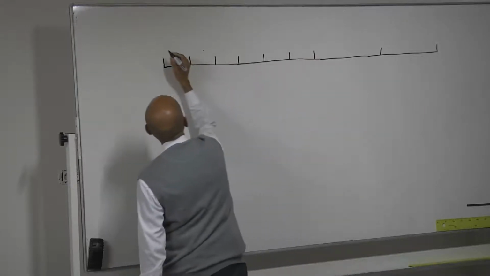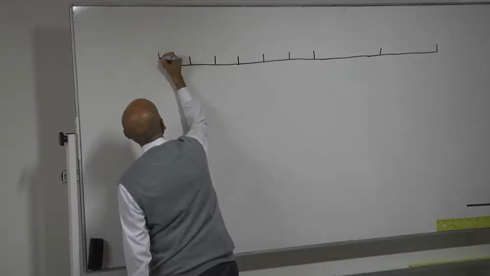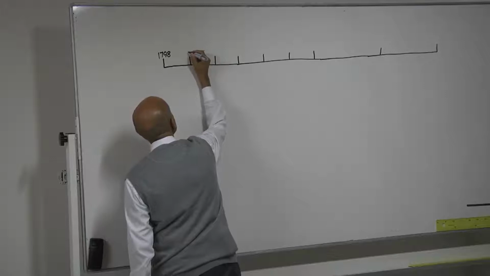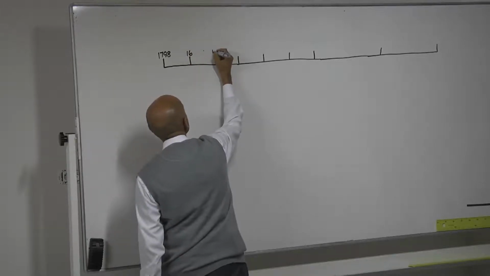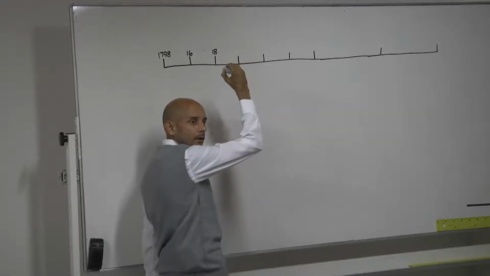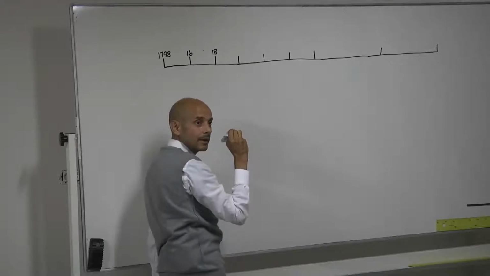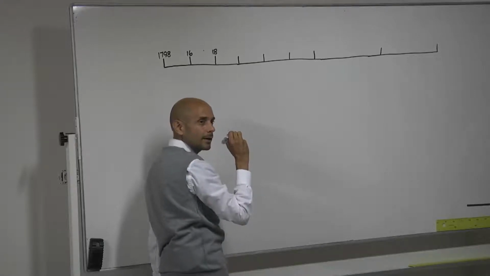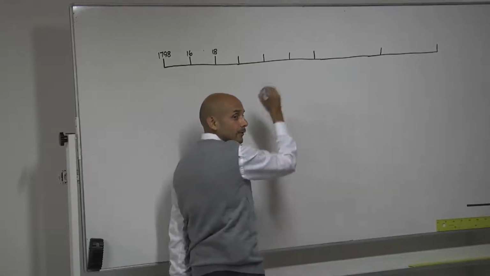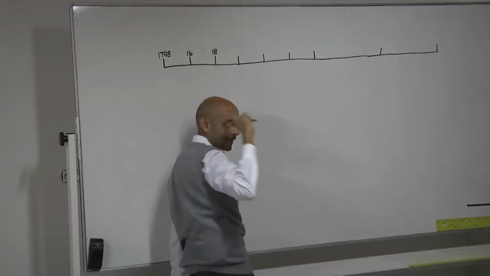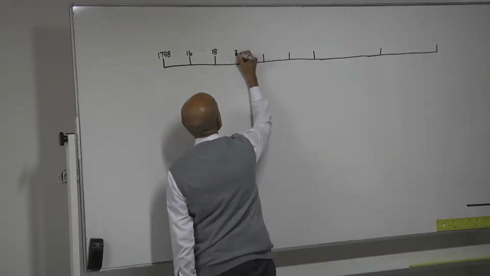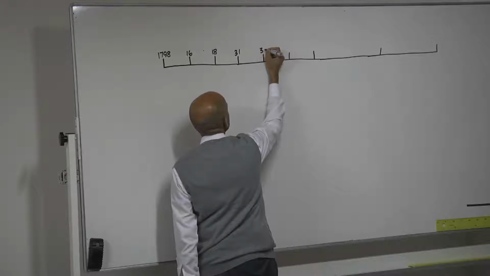1798, 1816, 1818, 1833, 1831. You're not looking, are you? Making sure. That's why I was looking at you.